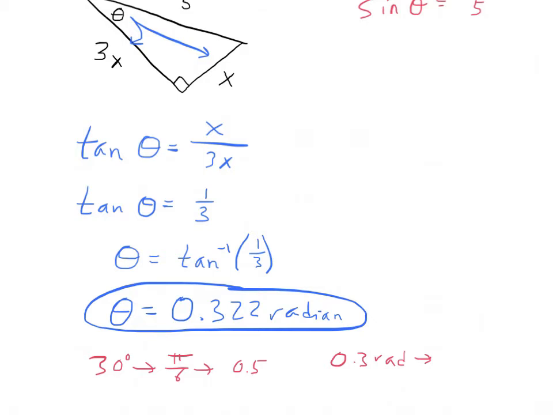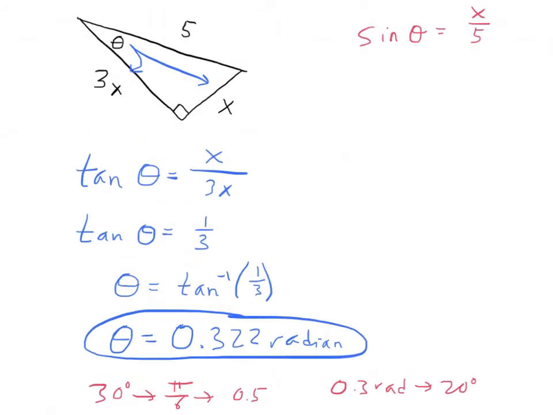An estimate for that angle should be something like 20 degrees-ish. Is that reasonable in this problem? Is theta being 20 degrees reasonable? It seems like it's okay to me. If this side here really is 3 times longer than this side, you have a fairly small angle here. Okay.